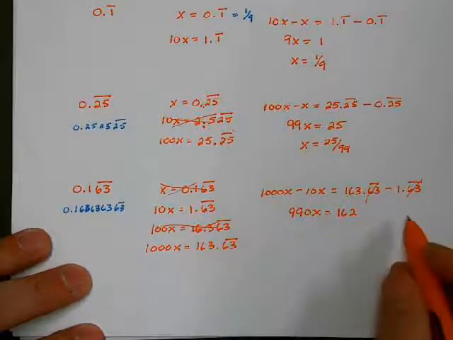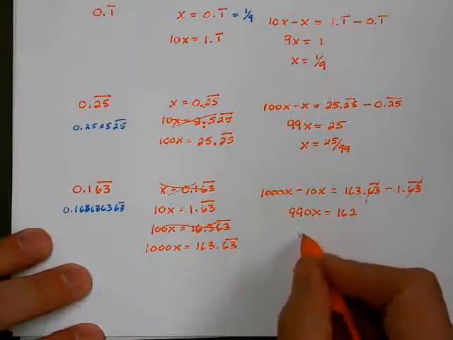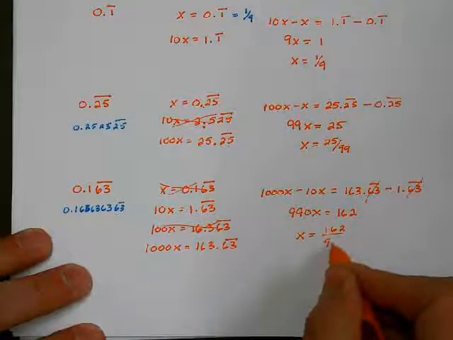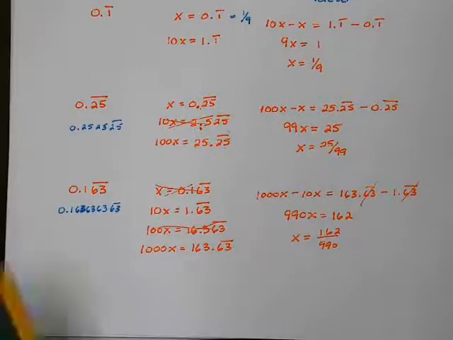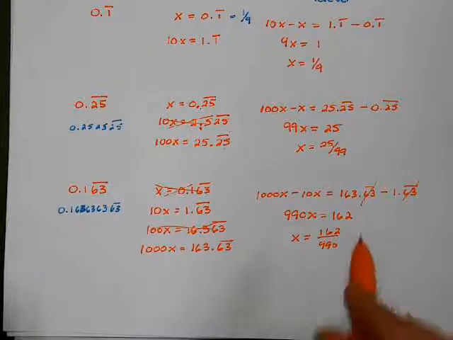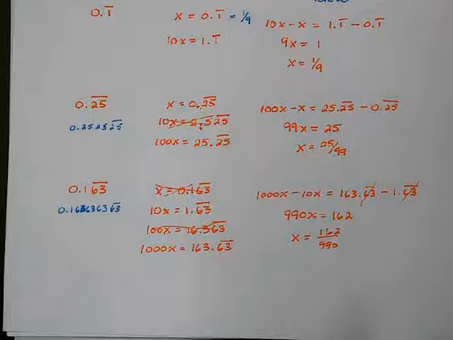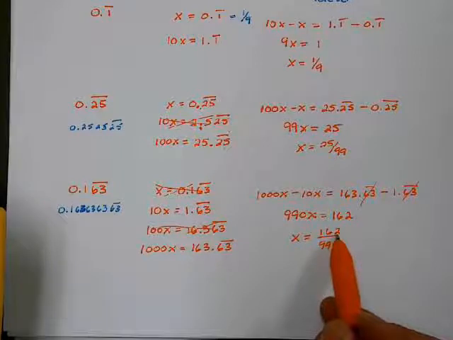All right, and then I'm going to divide both sides by 990. I get x is equal to 162 over 990. Now we can still reduce that fraction because I can tell it's going to reduce. They're both even. What else do I notice? 7, 8, 9. Oh, and 9 goes into both of them too. Okay, so 9 goes into both of them. Let's do that first. So 162, I can tell 9 goes into this one because if it's 1 plus 6 plus 2, that adds up to 9. So 9 must go into that number.